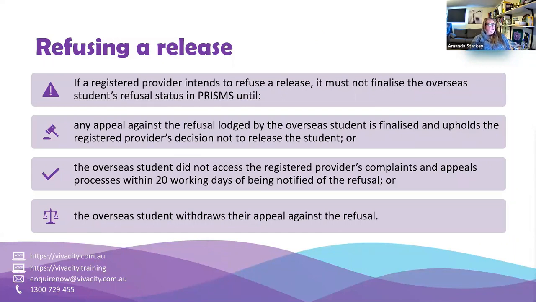So in brief, refusing a release. If you intend to refuse a release, you must not finalise the overseas student's refusal status in PRISMS until an appeal against the refusal lodged by the overseas student is finalised. So you've followed the appeals part of your complaints and appeals process and upheld the decision. Or the overseas student did not access your complaints and appeals process within that 20 working day period, or the overseas student withdraws their appeal against your refusal.